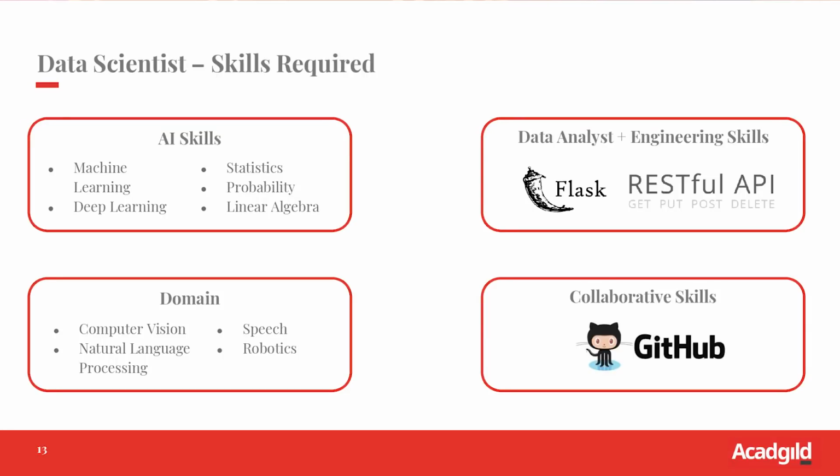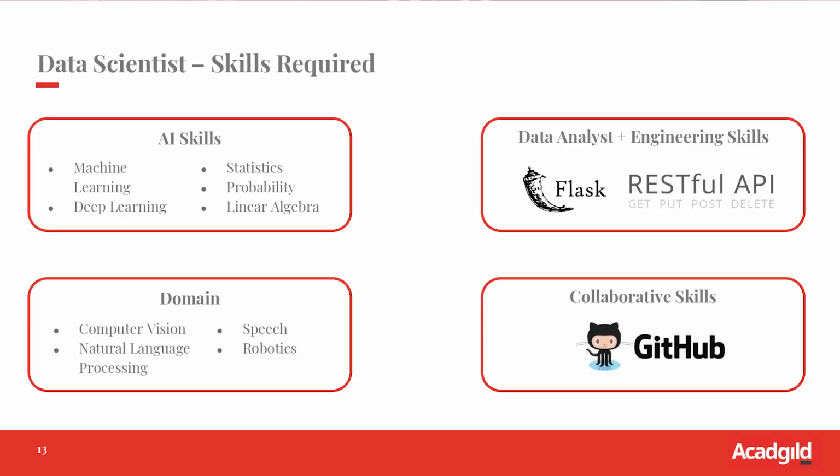For data scientists, as I mentioned, you need to have the data analyst skills. Along with that, you should have AI skills as well. We haven't discussed what is AI. I'm going to discuss it later. It's good to have some domain skills. What do I mean by domain? There are computer vision, natural language processing, speech and robotics.